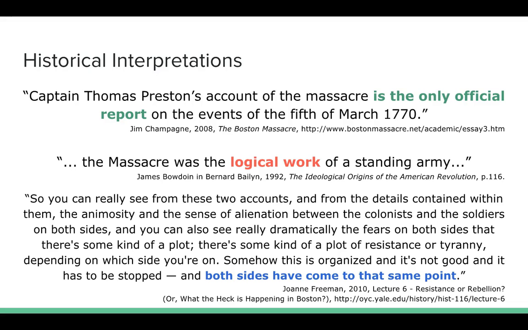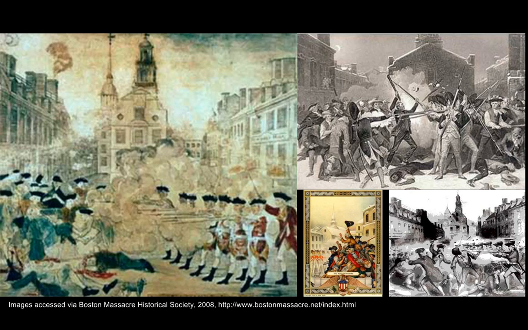So these are our three historical interpretations. One that's really supportive of Preston and Gage, one that's really supportive of Adams, and then one that's supportive of both. And I guess it's up to you guys in deciding which interpretation you believe the most. And I guess that also comes down to which interpretation of the story from our primary evidence you believe the most too.